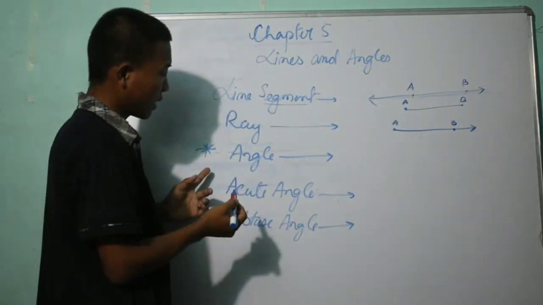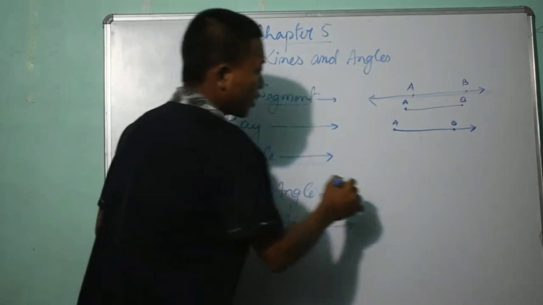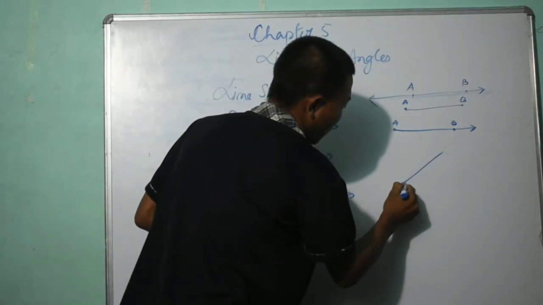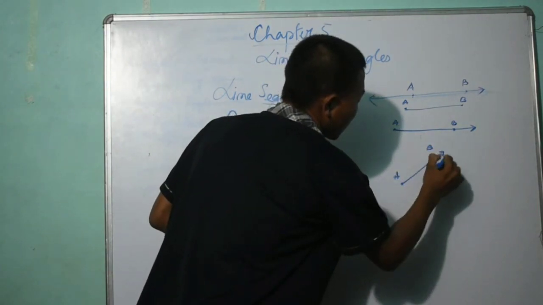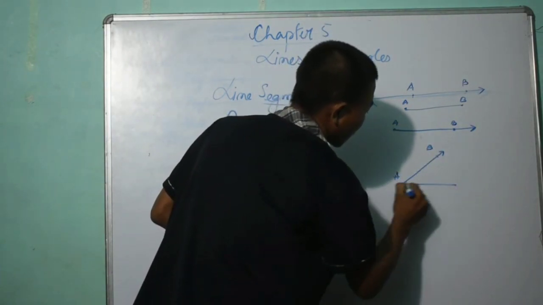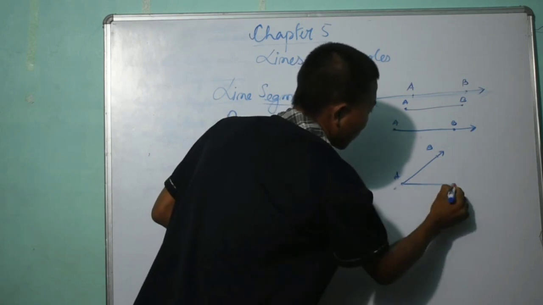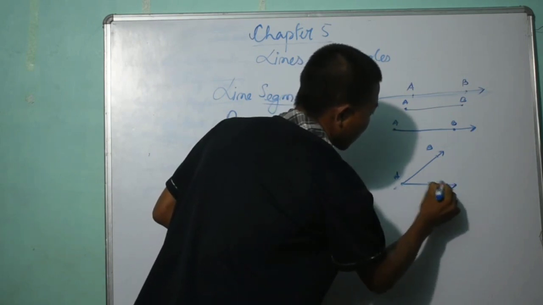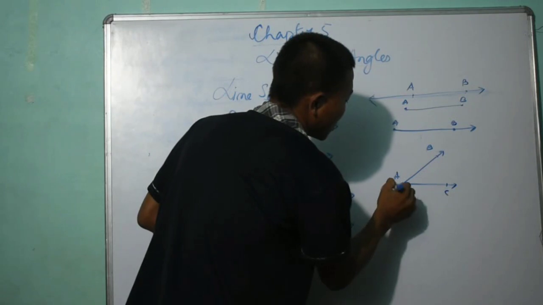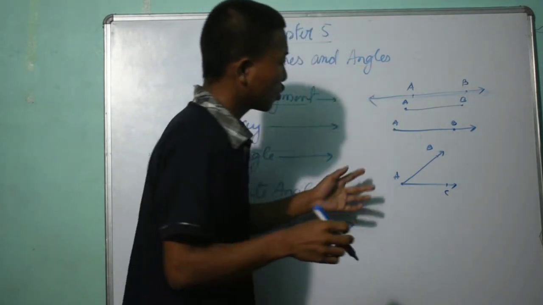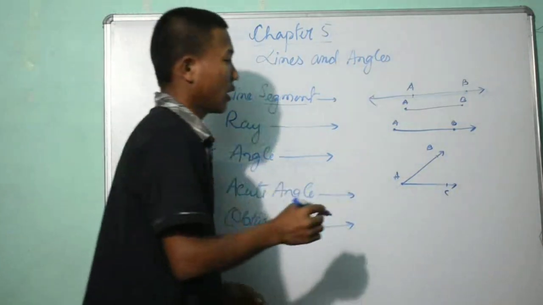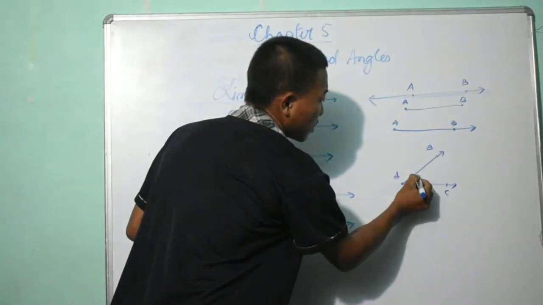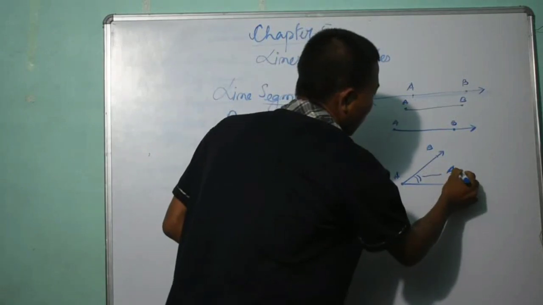Now let us try to understand angle again. You bring two rays, suppose let's say ray AB and ray AC, with a common initial point. When these two rays are brought together with a common initial point, they will make a corner. This corner is called an angle.